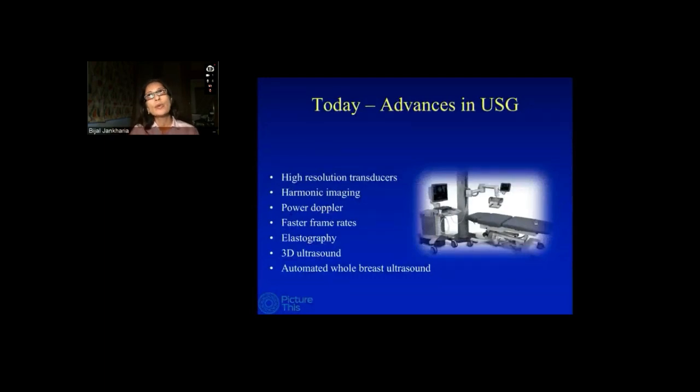Today, of course, breast ultrasound has grown by leaps and bounds, and we have high-resolution transducers, harmonic imaging, power doppler, elastography, 3-dimensional ultrasound, and automated whole breast ultrasound, which can automatically scan the entire breast from top to bottom, and we can see the entire breast in 3D.